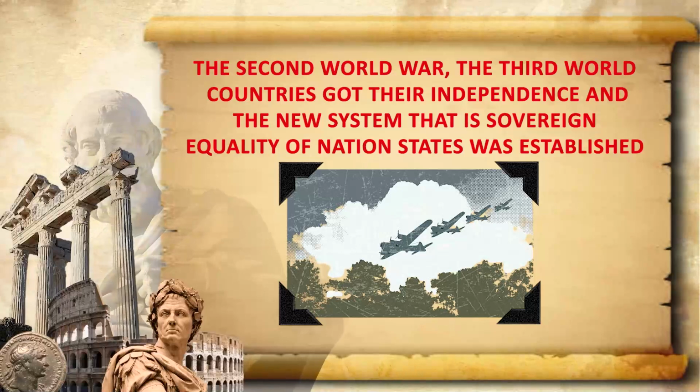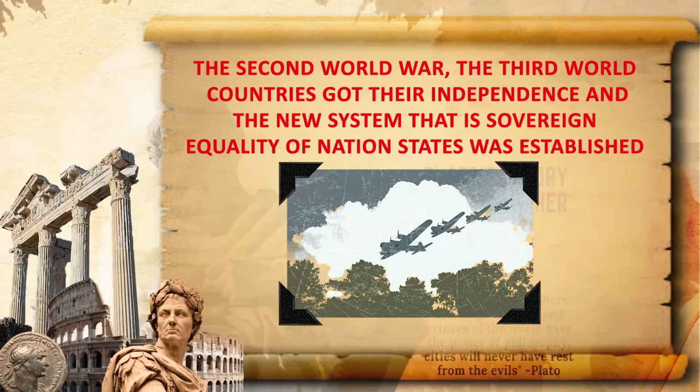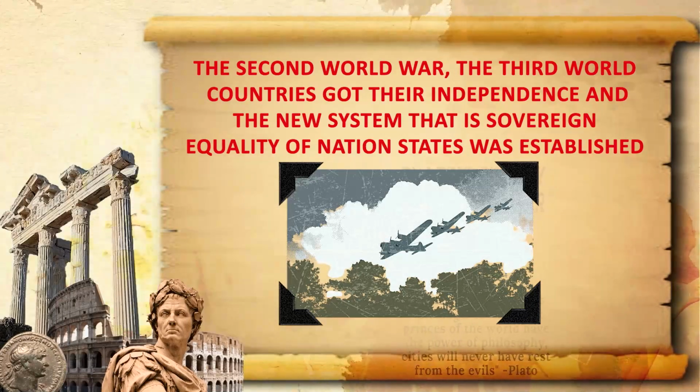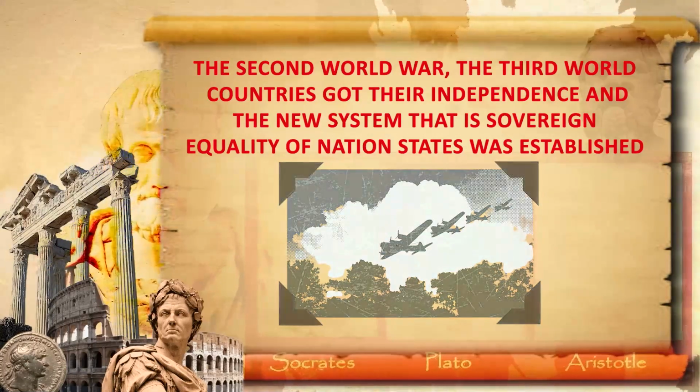this is a part of the development of the state, and ultimately, after the Second World War, the third world countries got their independence, and a new system, that is the sovereign equality of nation states, was established after the Second World War. So presently we are living in an era where the sovereign equality of nation states is accepted by everyone.